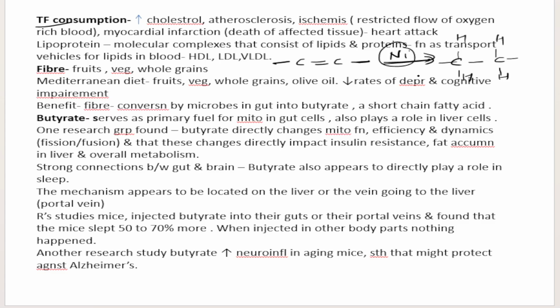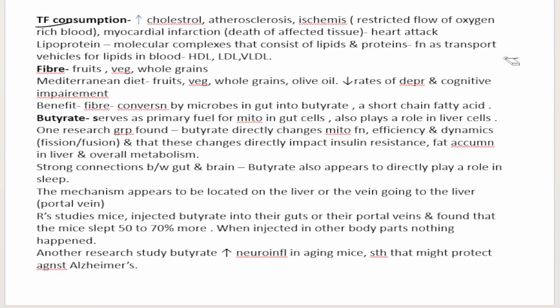So this is complete hydrogenation. But in some cases, suppose this is the unsaturated fat, it has two double bonds, and there is partial hydrogenation of this unsaturated fat, and one of the double bonds is converted into a single bond, but the other double bond is not converted into a single bond. I'll make this diagram again.